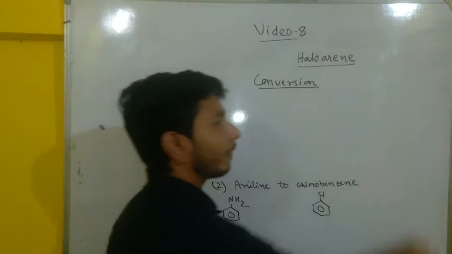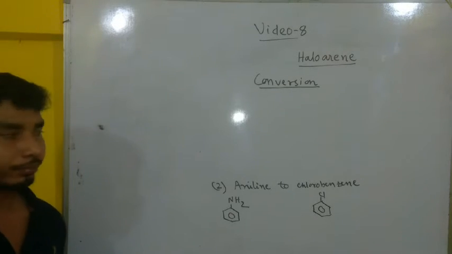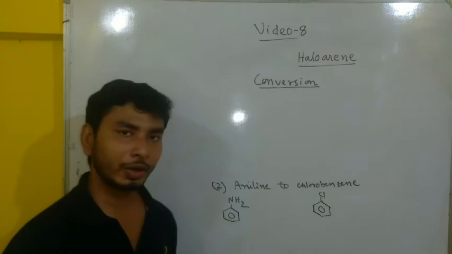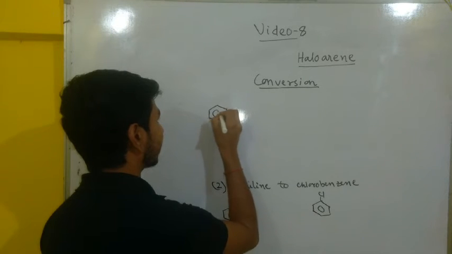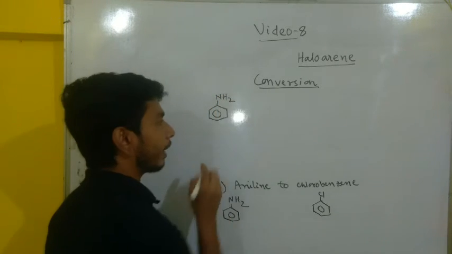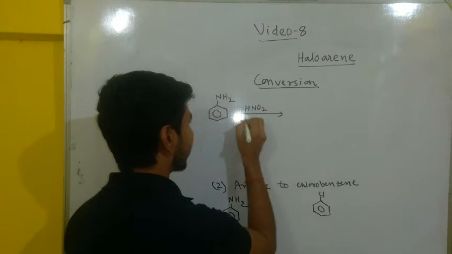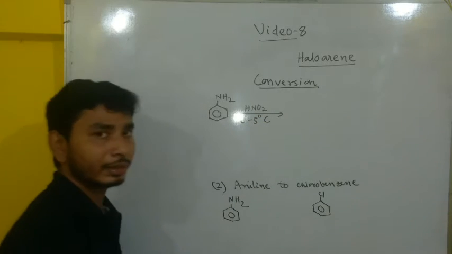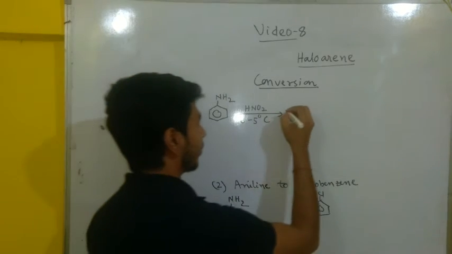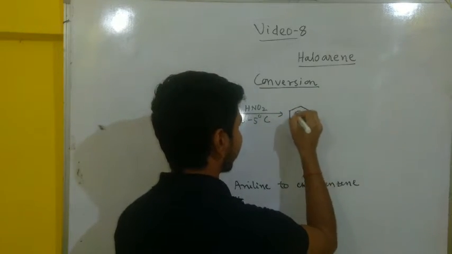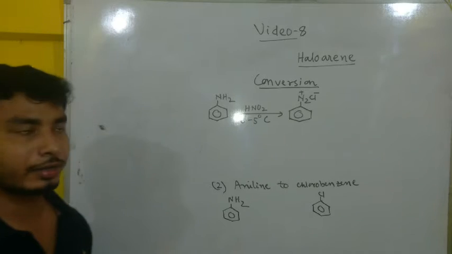Go to the preparation of haloarenes from aniline. How can we convert aniline? Aniline on treatment with nitrous acid, HNO2, at 0 to 5 degrees Celsius, gives benzene diazonium chloride.